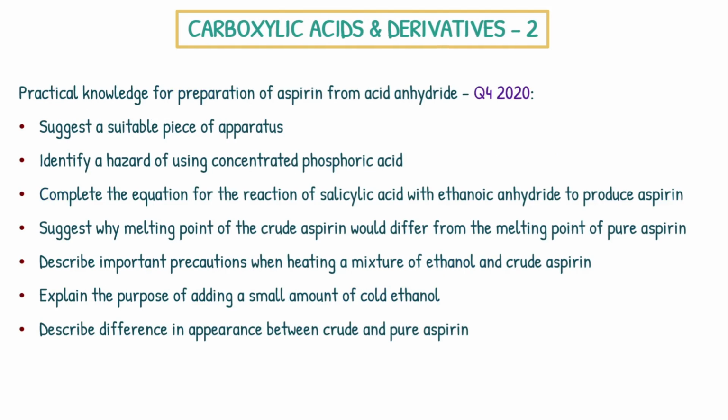All right, guys, section 2 here for the carboxylic acids and derivatives. This one was from question 4, 2020, and it was all practical knowledge for the preparation of aspirin from an acid anhydride. So I've got some bullet points here to summarize what the questions were about. Feel free to check it out yourself. But you had to suggest a suitable piece of apparatus for a specific part of the experiment, if I remember correctly. You had to identify a hazard of using conc phosphoric acid. You had to complete the equation for the reaction of salicylic acid with ethanoic anhydride to produce aspirin.